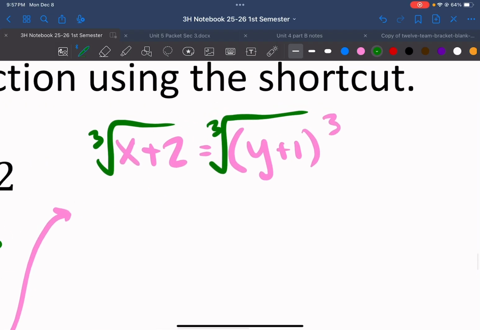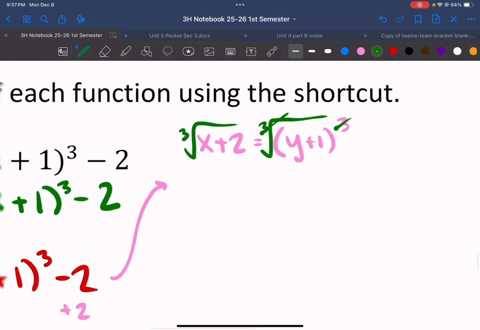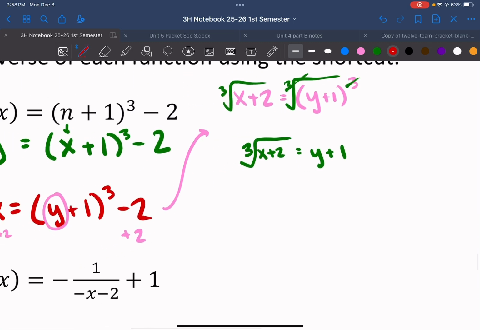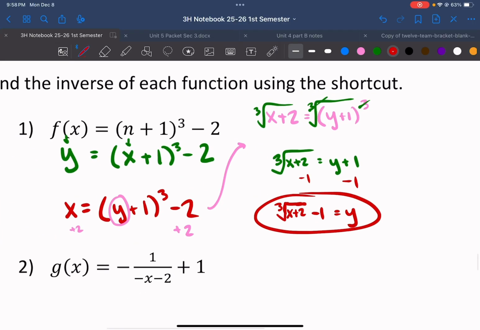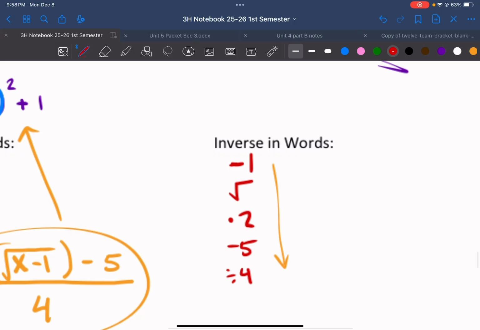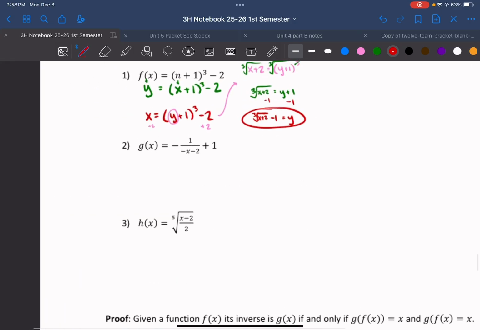Cube root is the opposite operation of cubing. And last but not least, I will subtract 1 from both sides. So I get the cube root of x plus 2 minus 1 equals y. And this is the inverse. You could probably notice that as I went through that, I was doing the opposite operations. Basically what we were doing here in this list. It's just another method to solve for it.